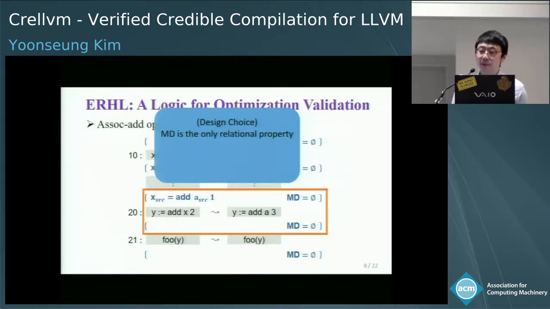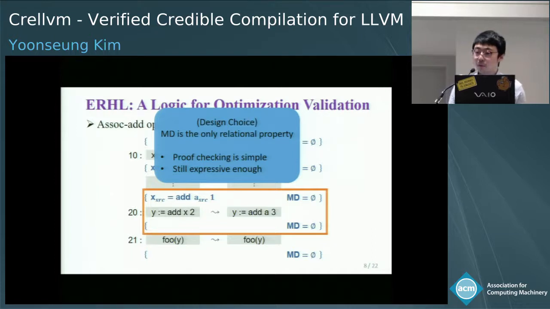let me emphasize one important design choice of ERHL, which is that the may-diff set is the only relational property allowed in ERHL, and all other properties should be unary, either about the source state or about the target state, but not about both at the same time. The benefit of this design is that it allows us to do mostly unary reasoning as normally done in unary whole logics, which makes our proof checker a lot simpler. This restriction of relational assertions may seem too restrictive, but actually it is not. I will show you how to express general relational assertions in ERHL in a few slides.